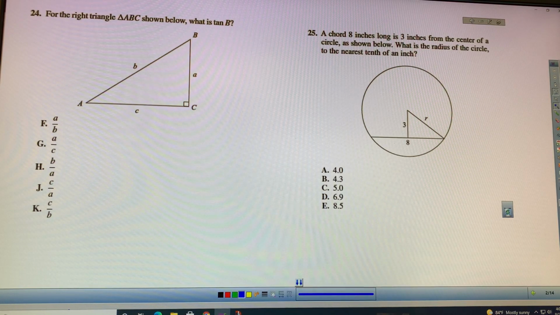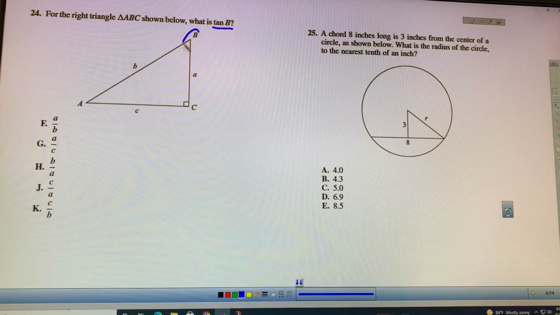Okay, for Tuesday, 9 Math 3, get out your ACT packet, and they did problems 24 and 25. Just pause this, then come back and you can check your answer. Okay, it says, what is the tangent of B? That means you need to circle B. Label your triangle according to SOHCAHTOA.